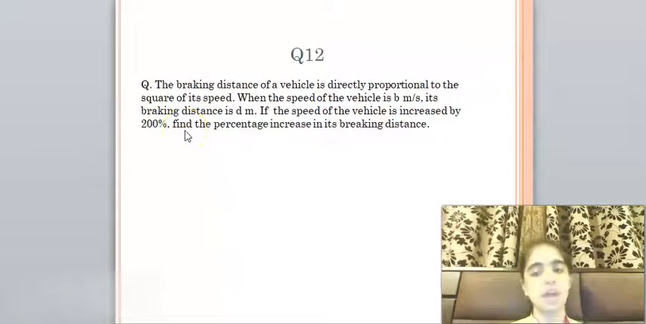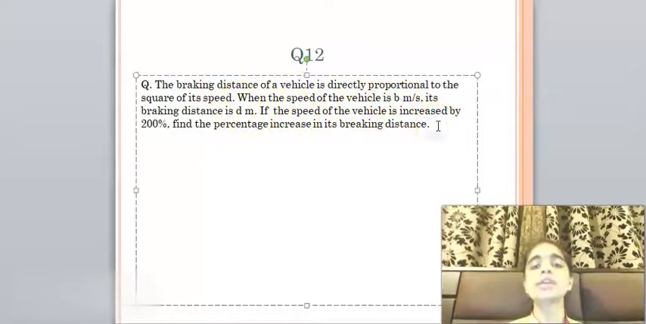Question number 12 and the last question of this exercise. The braking distance of a vehicle is directly proportional to the square of its speed. When the speed is b meters per second, its braking distance is d meters. So it says that the braking distance is directly proportional, so I can safely write that d is equal to kb square. Why? Because it is saying the square of its speed.